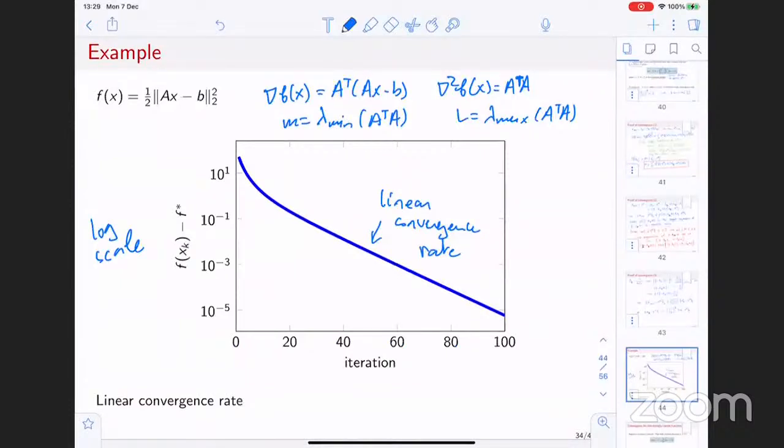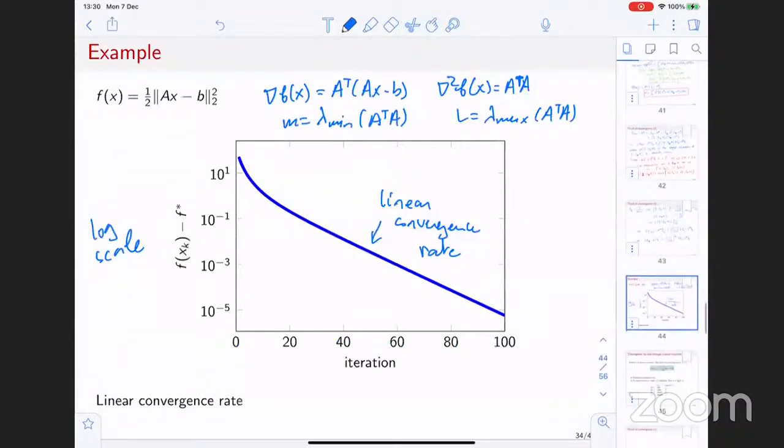And the slope is directly related to the rate of convergence, this c minus 1 divided by c plus 1. So we can verify experimentally what we have just proven by running the gradient method on this example. So this is the behavior of the gradient method on strongly convex functions.